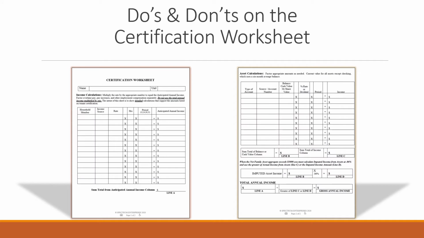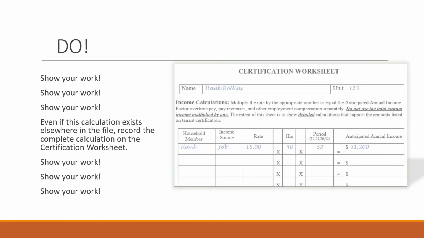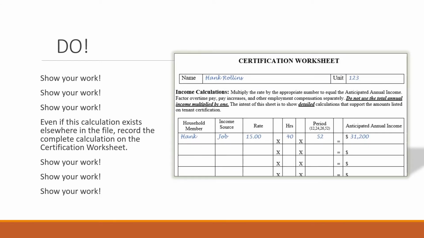The do's and don'ts of the certification worksheet. Do: show your work. Here we can see that Hank Rollins has a job making $15 an hour, 40 hours a week, 52 weeks of the year. This shows us how you arrived at your income total of $31,200.